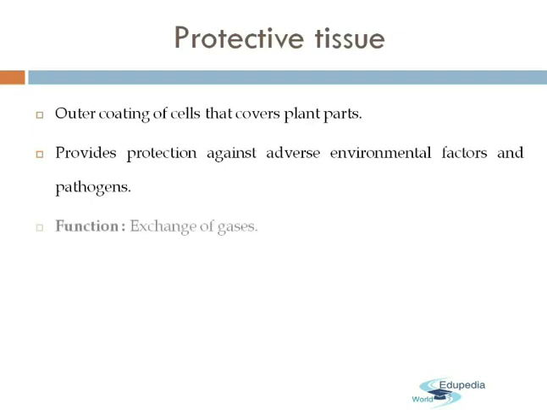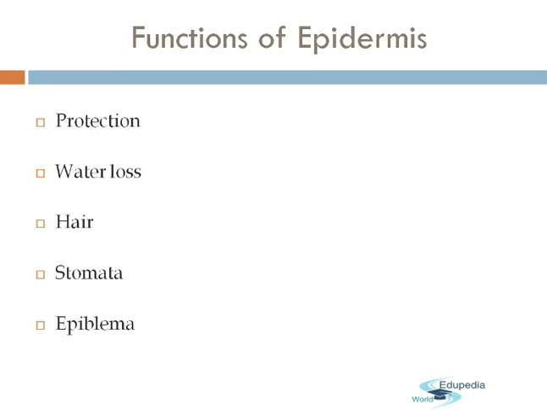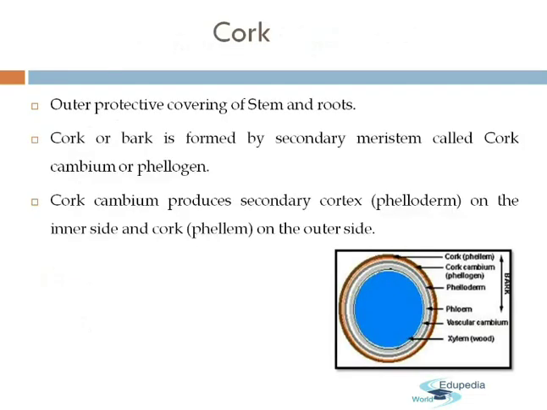First is the protective tissue. Now, this protective tissue is the outer covering or coating of the cell that covers the plant parts. It provides protection against environmental conditions and pathogens. Now, what are pathogens? They are disease-causing organisms. What is the function of the protective tissue? Basically, it helps in the exchange of gases. Now, this protective tissue can be of two types, basically the epidermis and the cork. Today, we are going to discuss both of them.